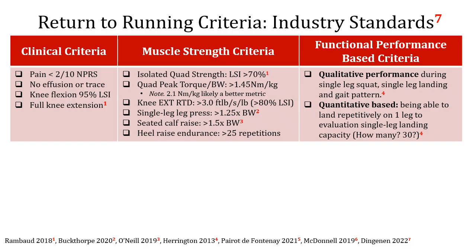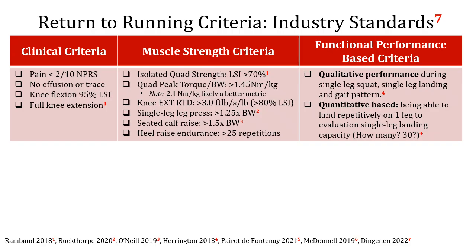weight, as we saw that even at 5.8 miles per hour, which was the slowest running speed that was investigated, you still needed 73.5% of body weight. So that 2.1 is still kind of low, but certainly better than the 1.45 Newton meters per kilogram that has been touted.